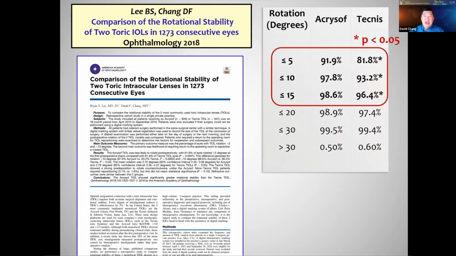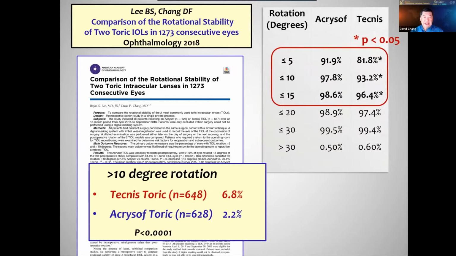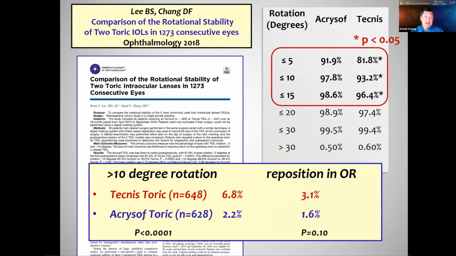What we found and reported was the Acrosoft platform was more stable, whether you look at 5, 10, or 15 degrees of misalignment, it was highly significant. When you look at lenses that were more than 10 degrees off, it was 3 times higher with the Tecnis Toric, and that was a doubling of our repositioning rate.